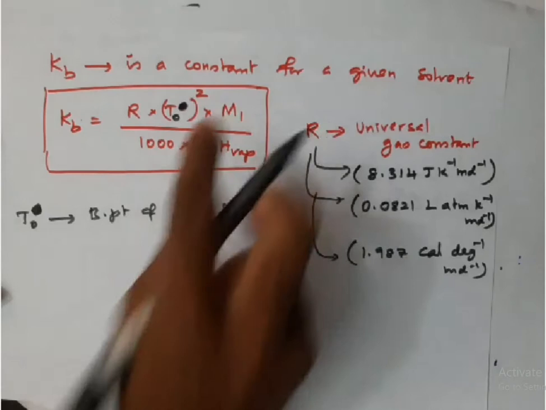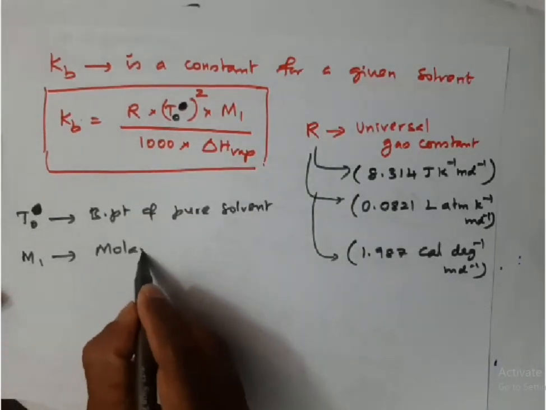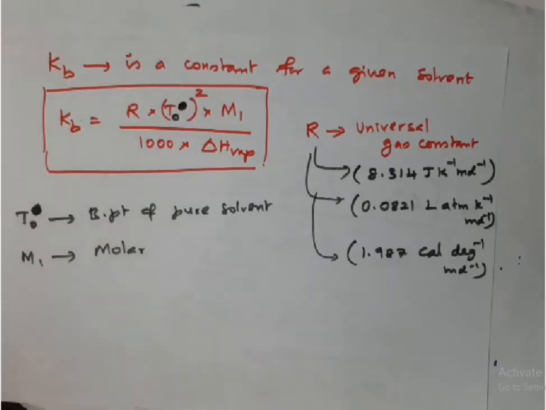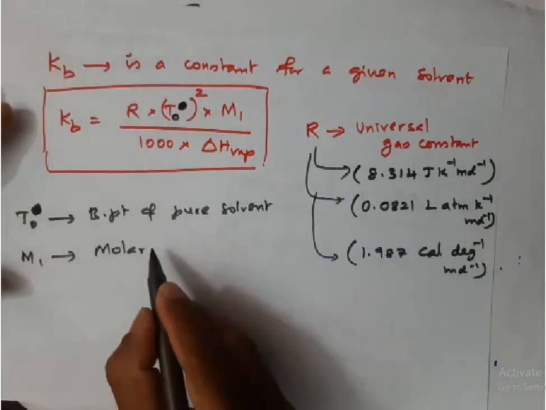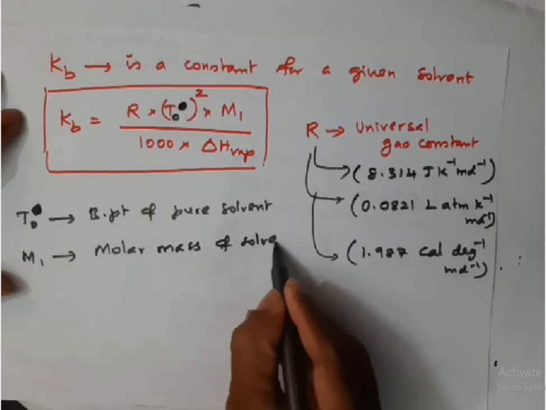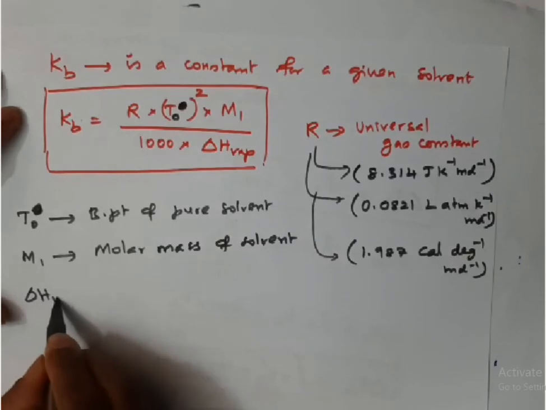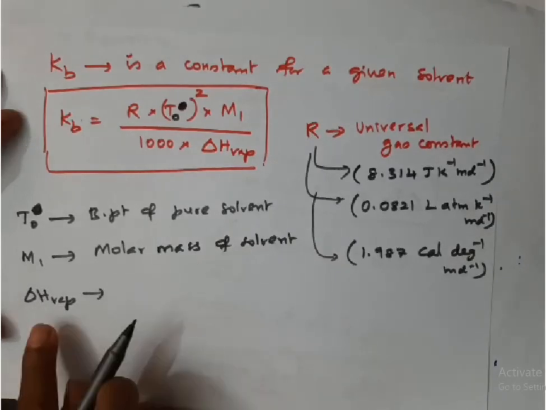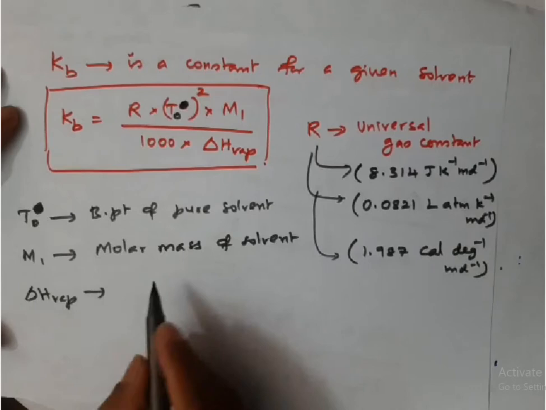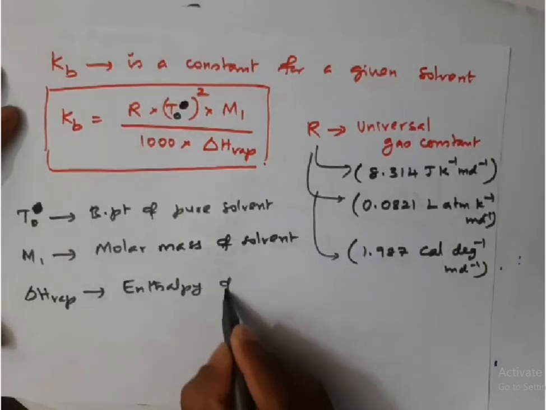M1 is the molar mass of solvent. And delta H vap is called enthalpy of vaporization.